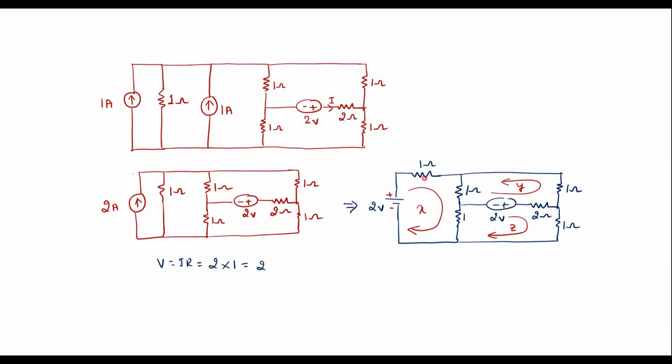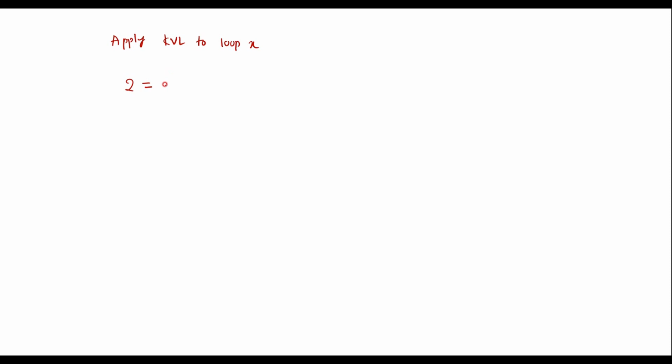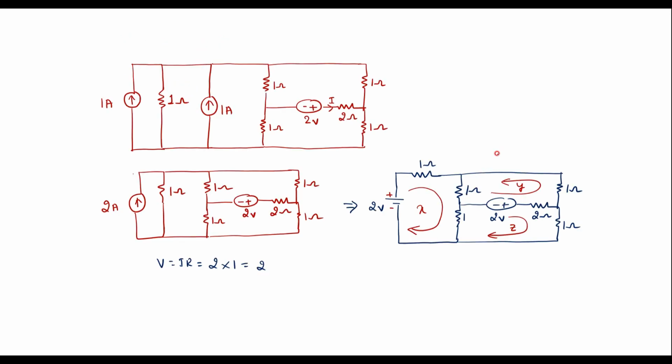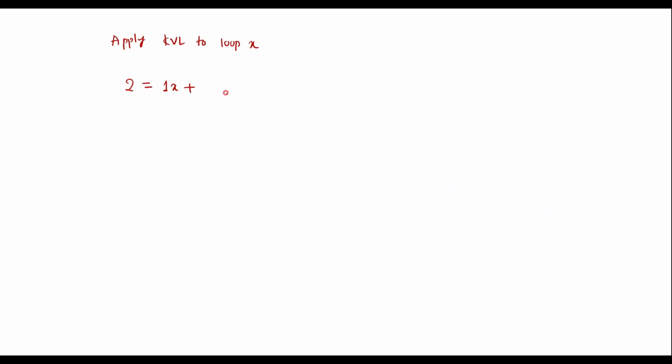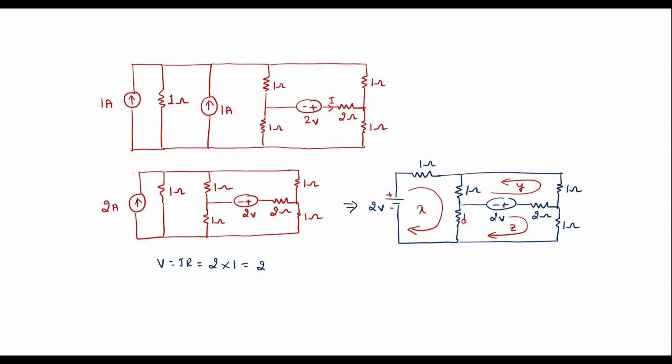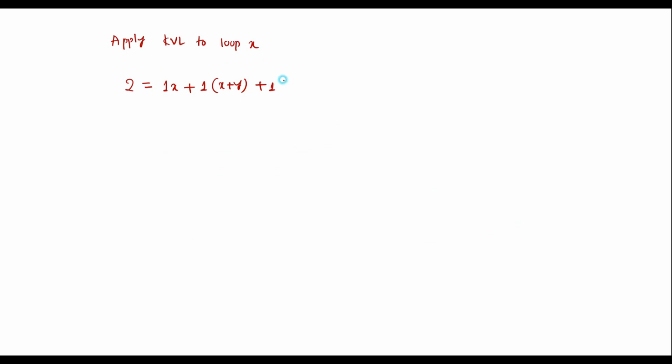Voltage across this is 1 into X, that is 1X, which is nothing but X. Plus, the voltage across this 1 ohm resistor is 1 into X plus Y, because X and Y are flowing in the 1 ohm resistor, both in the same direction. So it will be 1 into X plus Y. Plus, the current will flow through this 1 ohm resistor where currents X and Z are flowing. Z is opposite to X, so we should write it as 1 into X minus Z.